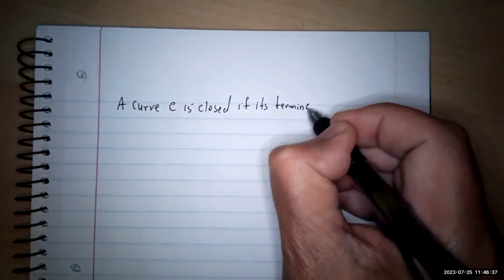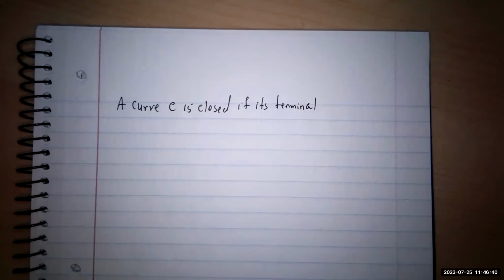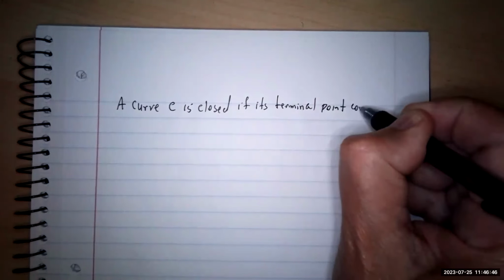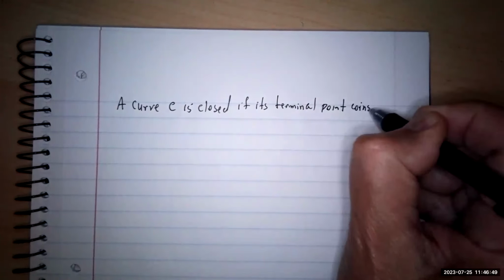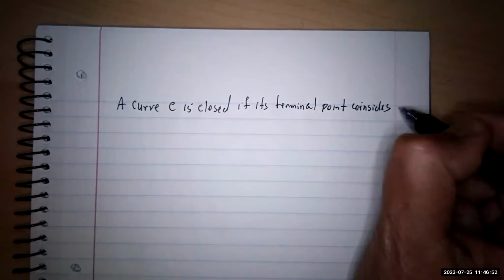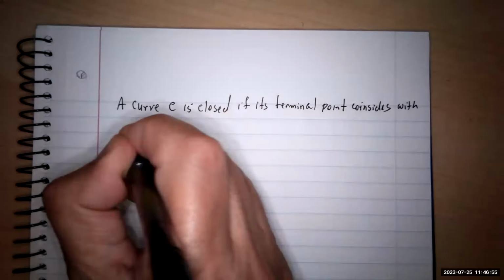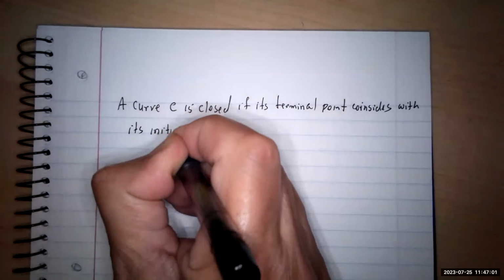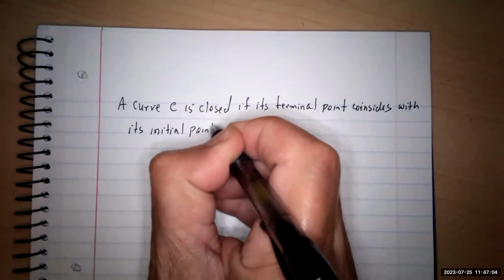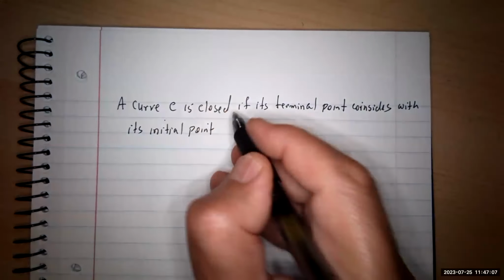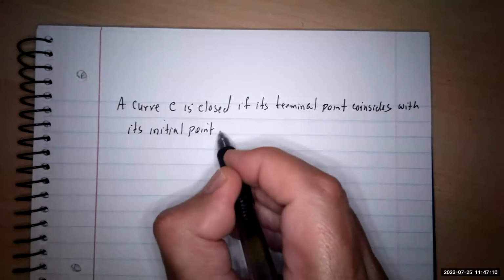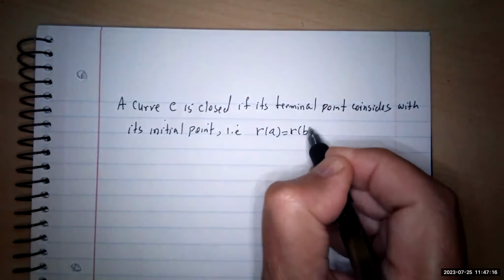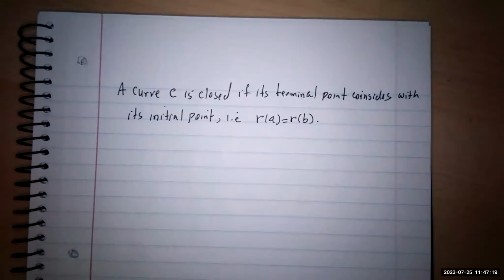Okay, if it is terminal, if it is a terminal point, coincide, if you like, it's going to be the same. It coincides with its initial point. Okay, and this means, i.e., if you like, R of A is going to be equal to R of B, because this is what will happen when it's closed.